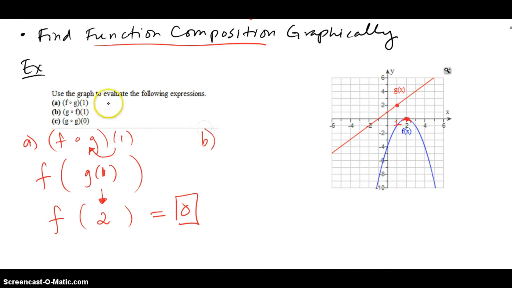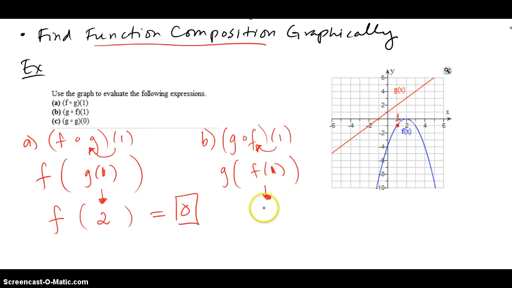Let's go to part B. How about g of f of 1, the other way around? So f now grabs the 1 first, and then g comes and grabs the result later. So let's do the inside first. F of 1 says go to the x value 1 again, right here. But this time go to the f function, which is the blue graph, and the x-coordinate 1 corresponds to the y-coordinate -1 for my blue function, which is the f function. That's what gets spit out.